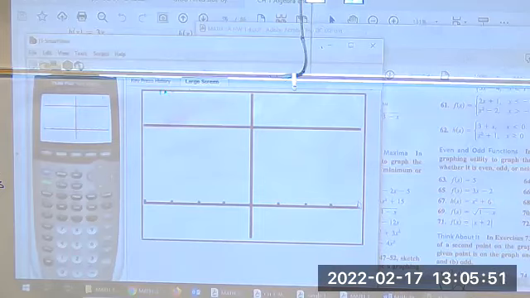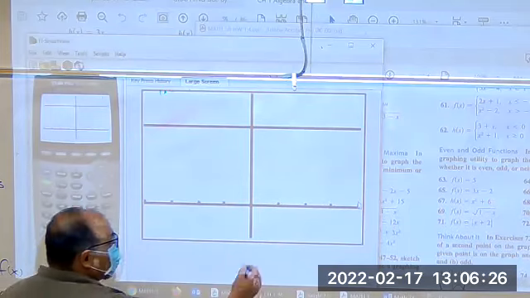If it's odd, then f of negative x is going to equal the opposite of the f of x answer. So it's going to have symmetry about the origin. And I'll be a little more specific about that in a second.